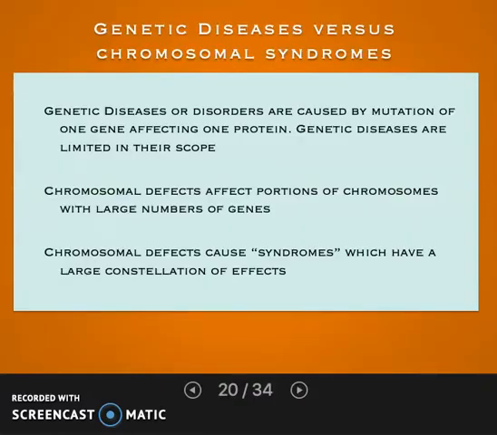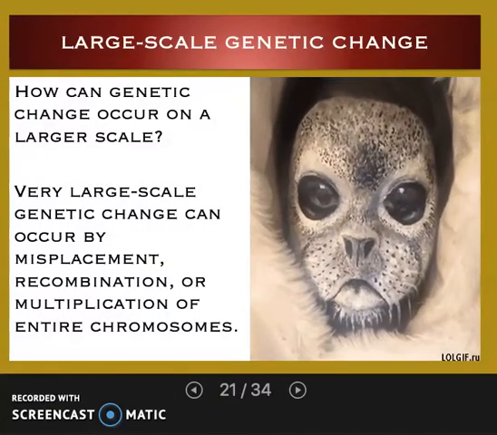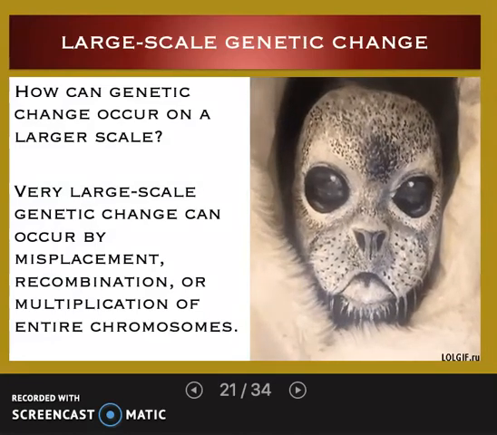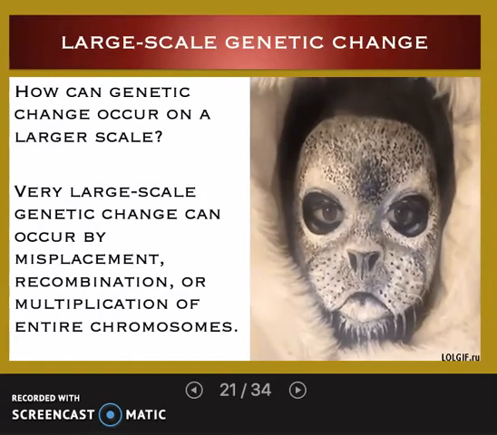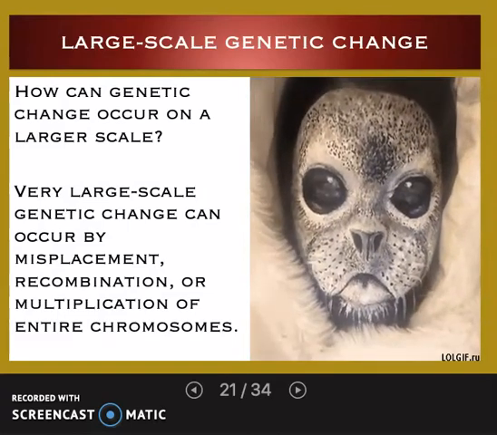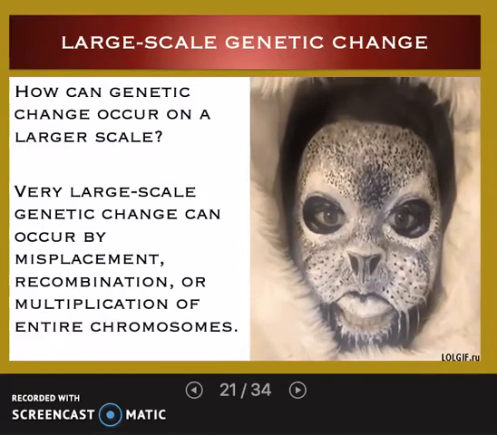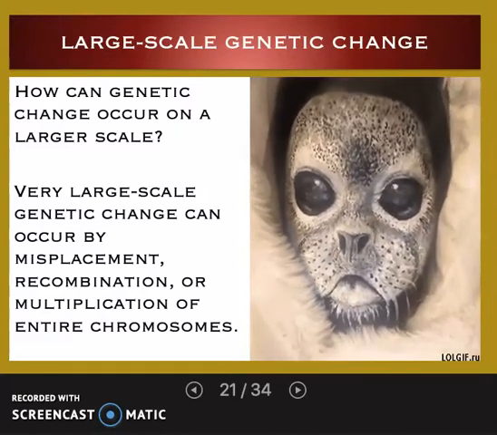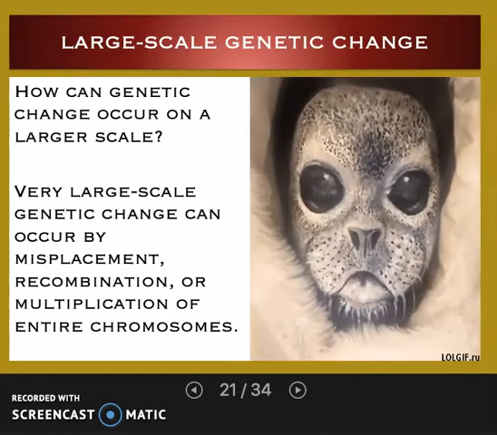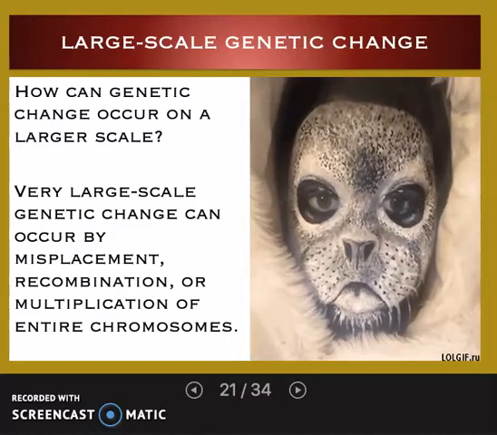Anyway, so genetic diseases or disorders are caused by a mutation of one gene affecting one protein, and they're kind of limited. However, chromosomal defects affect portions of chromosomes with large numbers of genes, and they cause syndromes. So we say that chromosomal mutations are examples of large-scale genetic changes, and those changes take place in a couple of consistent patterns. They can have the recombination of chromosomal pieces, or their multiplication or deletions.